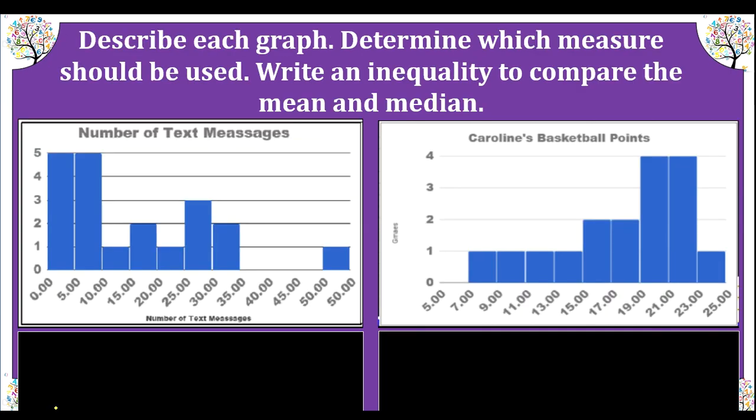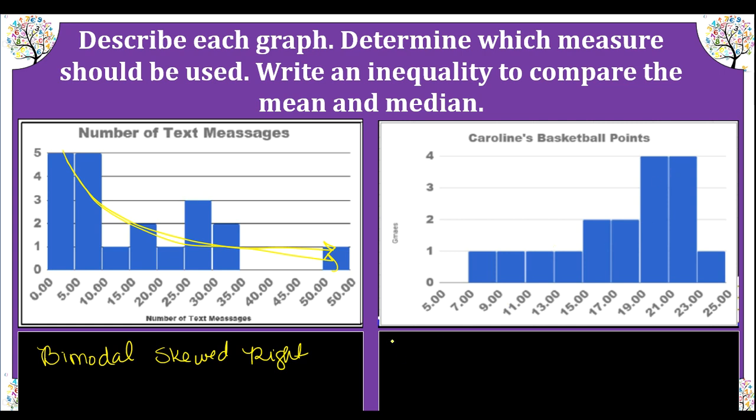Okay, so let's describe each graph and determine which measure we're going to use. You can see this is the number of text messages that were sent, and between 0 and 4, there were 5 times that that many were sent, and then the same for here. So I'm going to say that this is bimodal because we have 2 clear peaks, and we can see that most of our data is on the left side, and we have this tail where it's being pulled down. So I'm going to say that it is skewed to the right. That means my tail is going to the right.